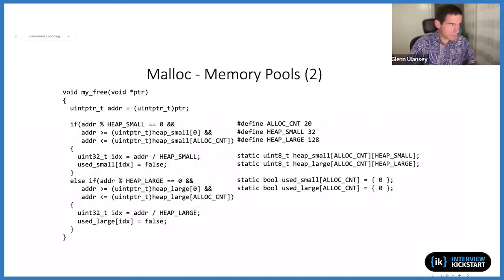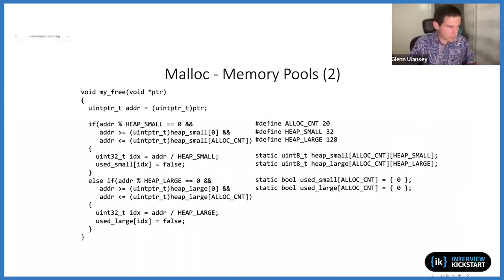Implementing free is almost the same thing, other than we don't need a loop. All we need to do is figure out was that block in our small pool or was that block in our large pool? And we need to do a little bit of math to figure out which entry in that pool that pointer corresponds to. And once we find that entry, then we set the corresponding entry in our Boolean array to false.